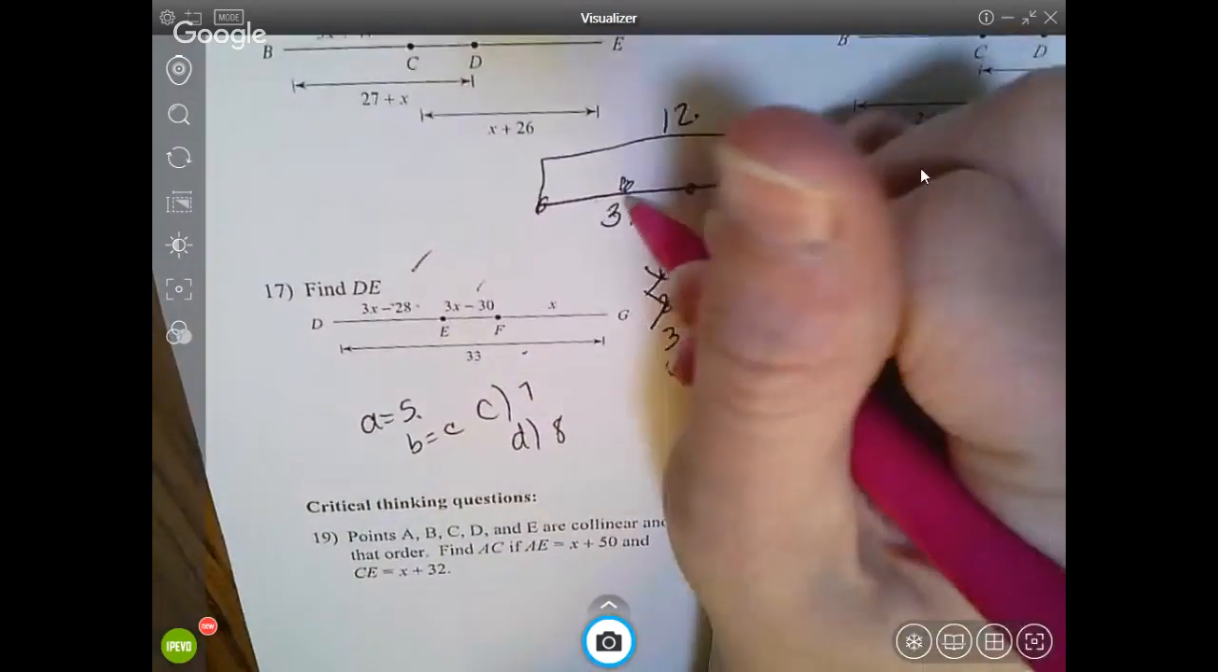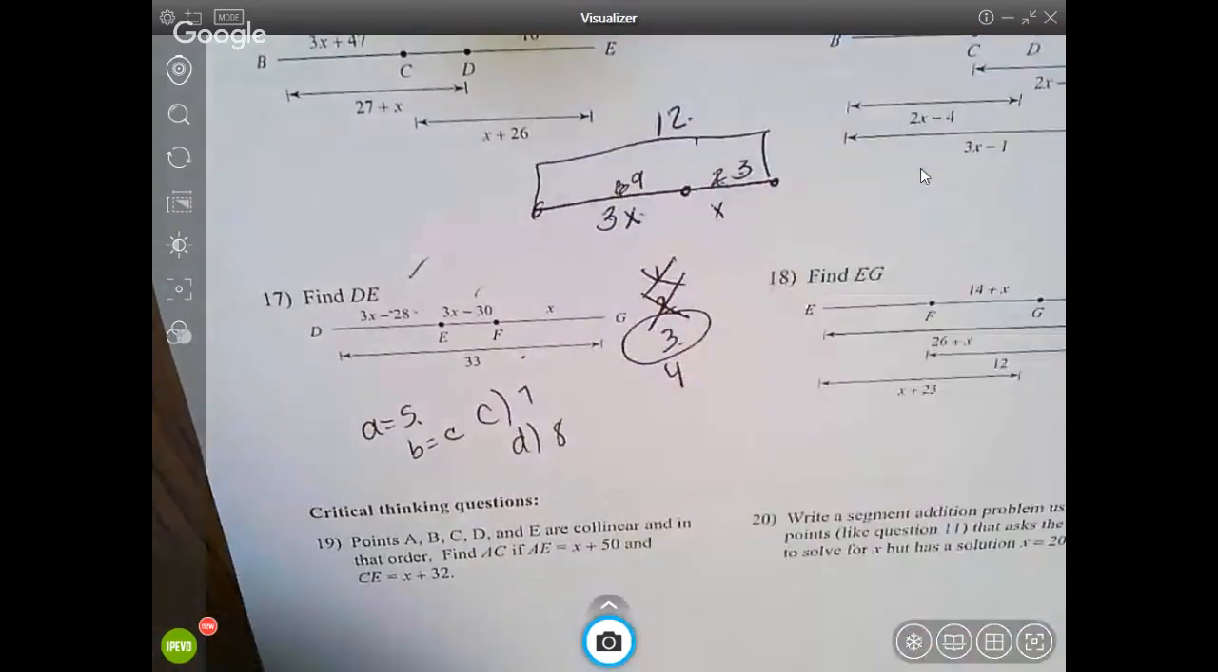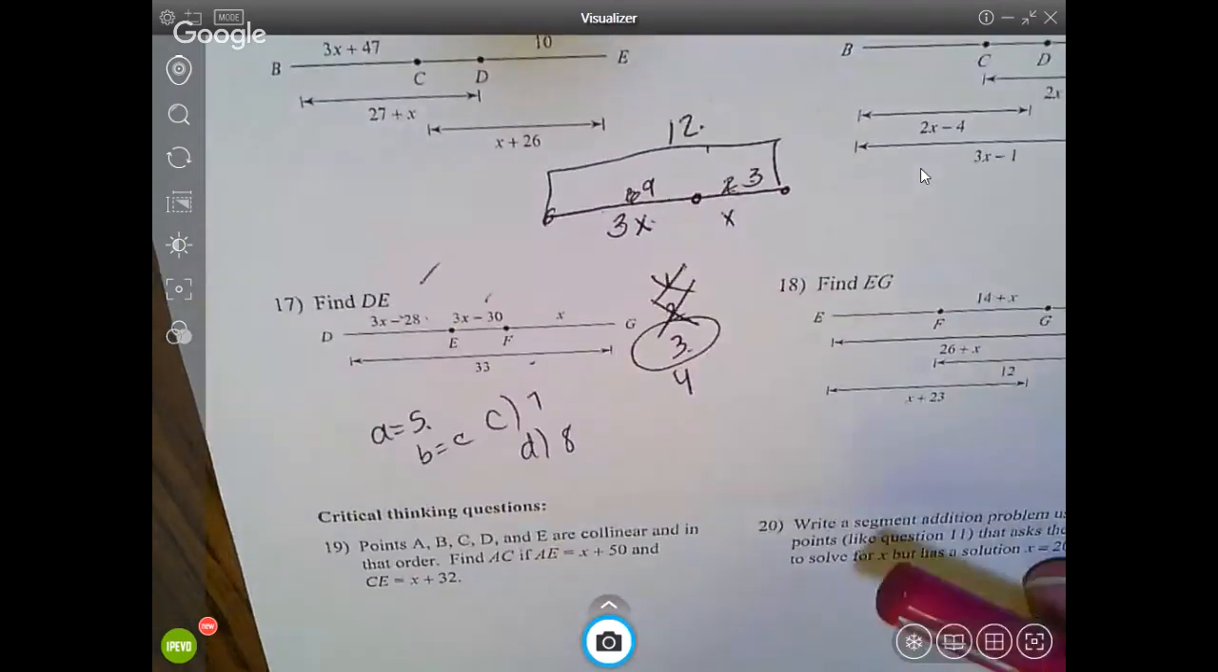Here I can put 3 in. 3 times 3 is 9. Here's 3. 9 plus 3 is 12, so I know 3 is my answer. So if you don't remember how to do it, you can do it that way.